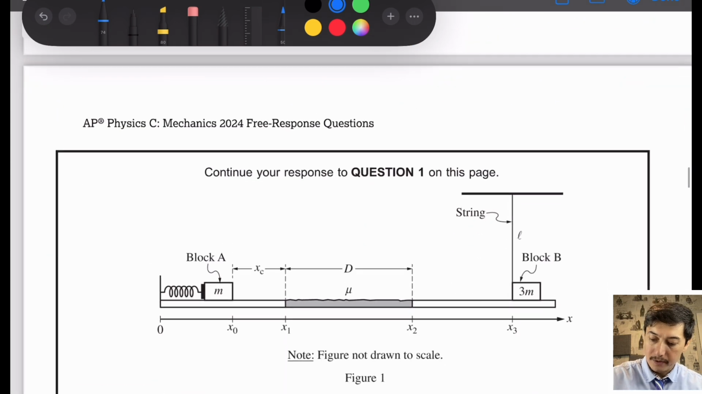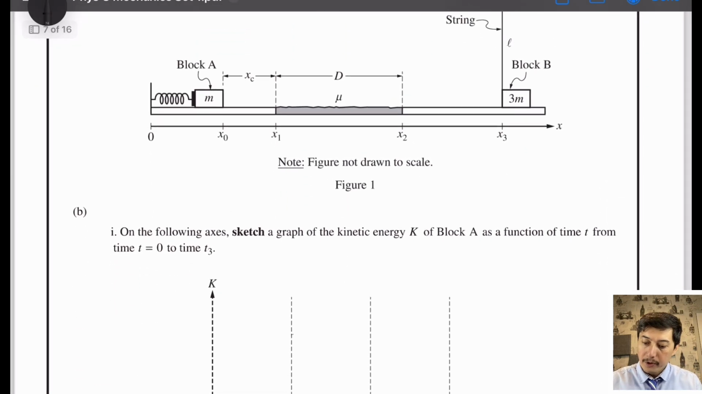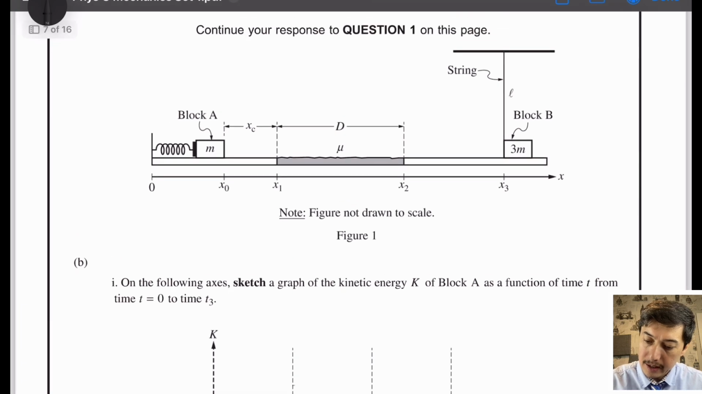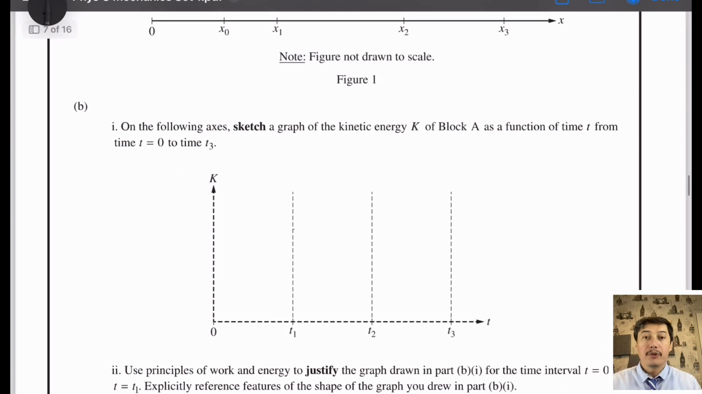Okay, next question. On the following axis, sketch a graph of kinetic energy K of block A as a function of time from time 0 to time 3. So on the figure again, let's show the time frames. Here time 0, time 1, time 2, and time 3. If it was kinetic energy versus distance, it would be much easier. But here we have kinetic energy versus time, so we have to be extra careful.